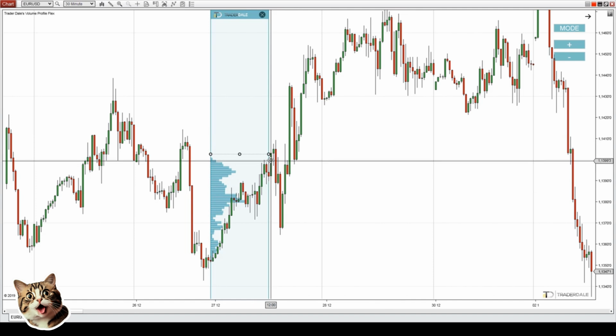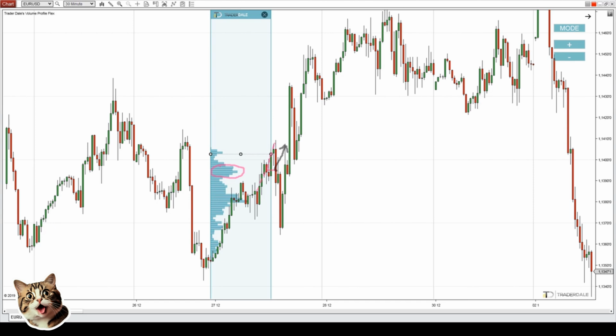Now, maybe you've noticed another volume cluster inside the trend. It is this one. So as the price was progressing upwards, this volume cluster got created. So the level to go long from would be in here.